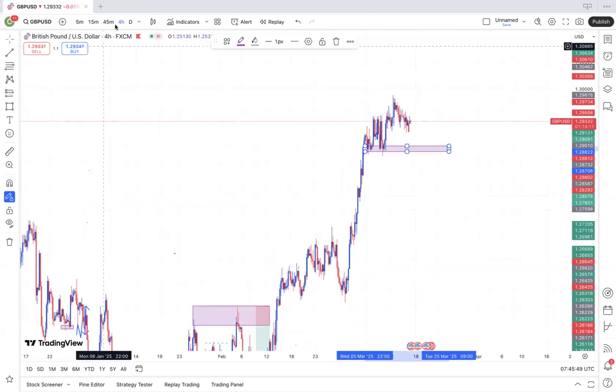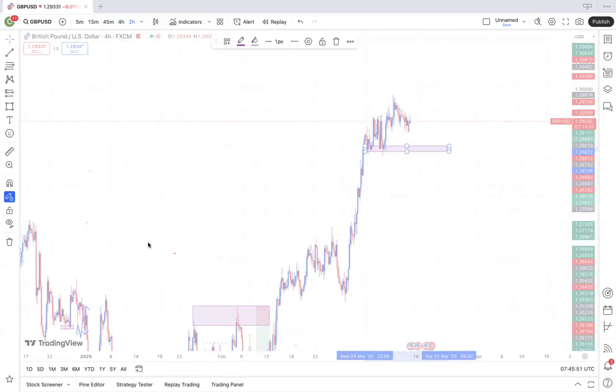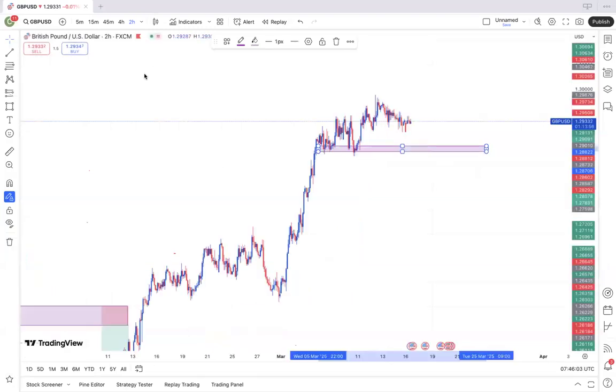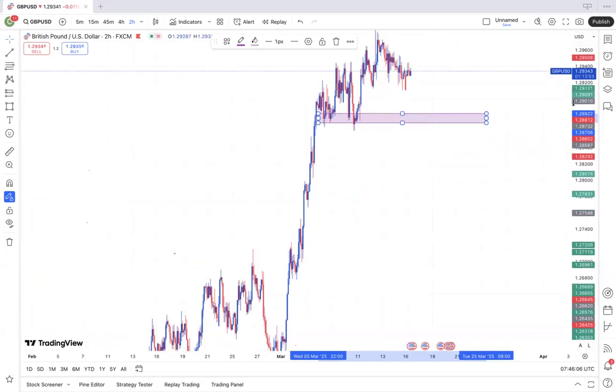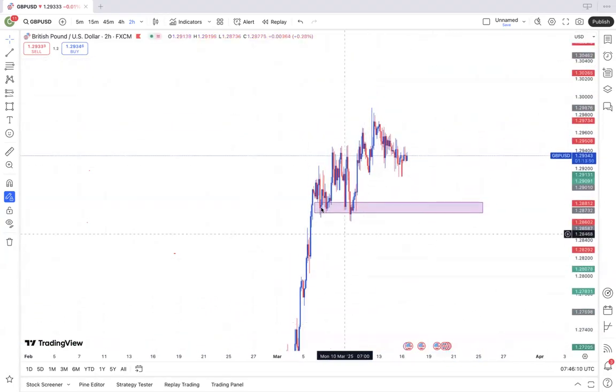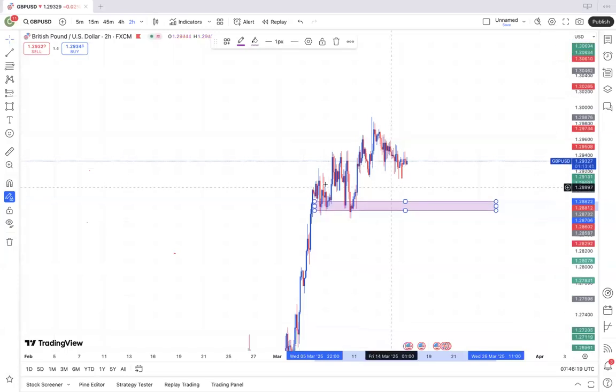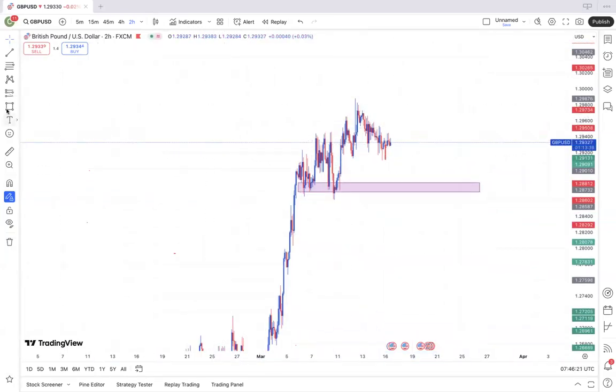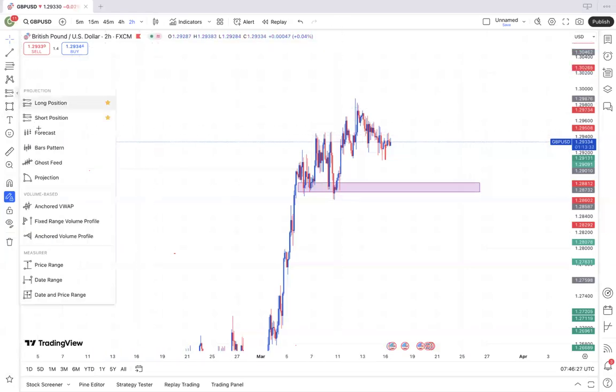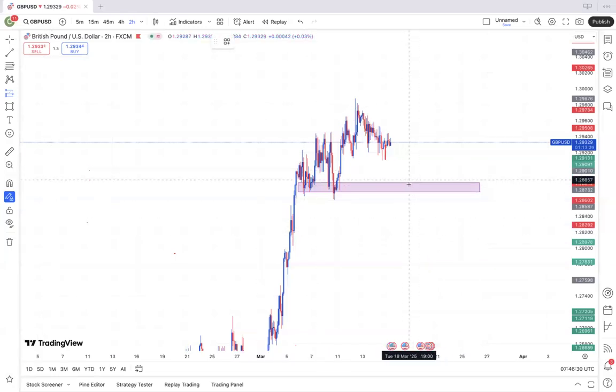Now it might not make sense to you yet. Hold on. Let's go to 2 hour. All right. Now, this is the only area that I can relatively see to take good buy setups from for GBP/USD. Now long position. This is on the 2 hour.